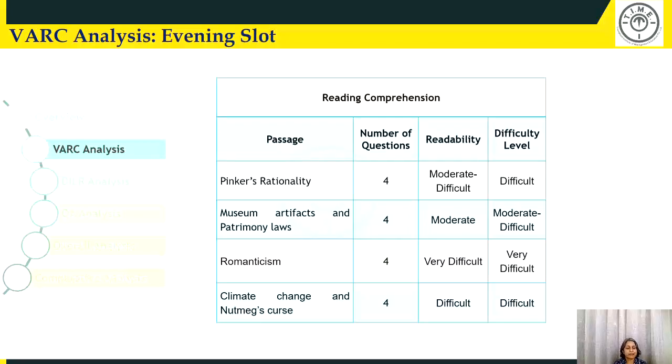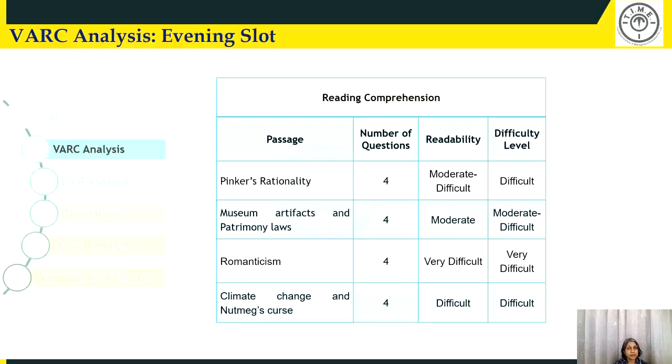Generally, the feedback we get from students is that there's normally some passage on climate change or on environment conservation or on science related to climate change, and one passage definitely is somewhat towards philosophy. So no surprises there. We didn't have any passage which was directly pertaining to economics or politics.